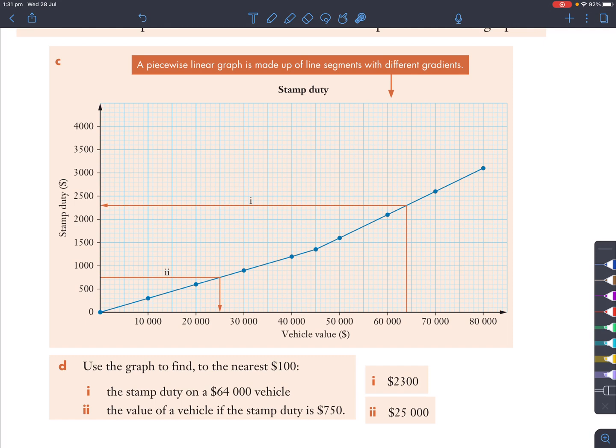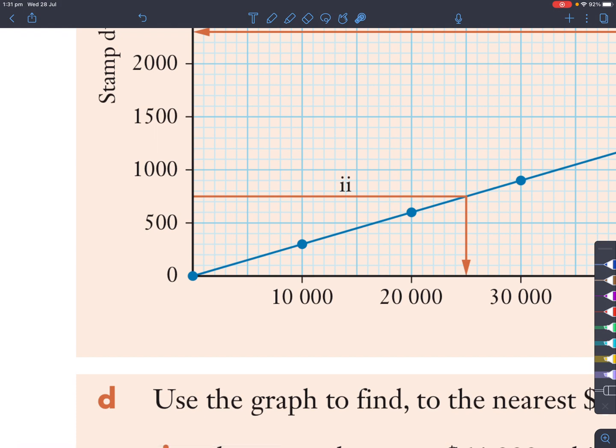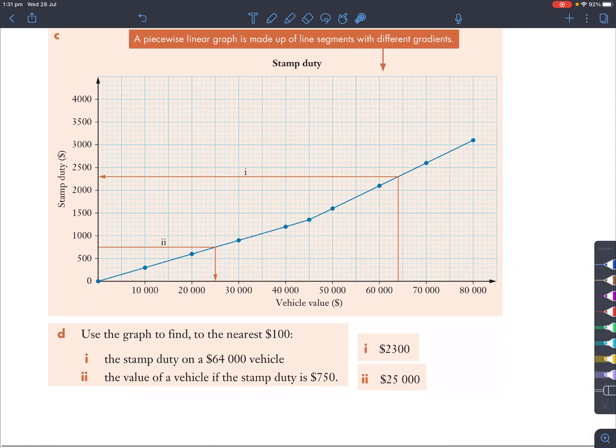Now, for part 2, the value of a vehicle if the stamp duty is 750. So we look for 750. Now, 750 is right over here. It is right between these two numbers. So in the center here, if I go across, hit the line, go down, that value looks like 25,000, I believe. So the answer for that one is $25,000.